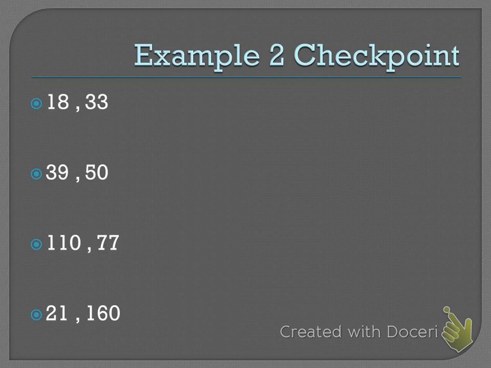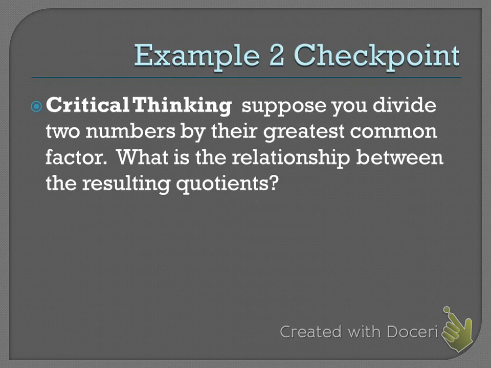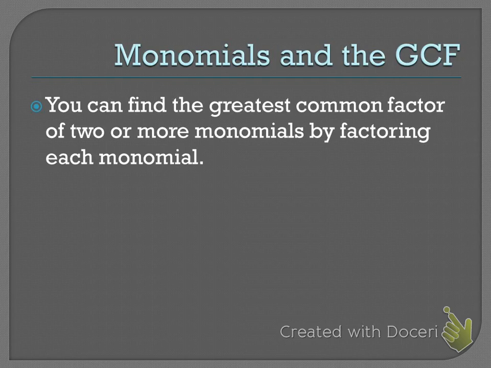All right, so now one more example. In example 3, I'm going to now be dealing with, and this is similar to our example 3 from yesterday, monomials and the GCF. Remember, monomials are numbers and variables multiplied together.